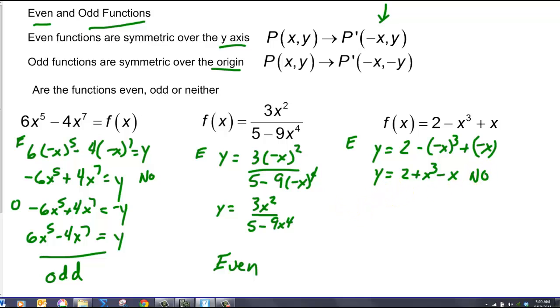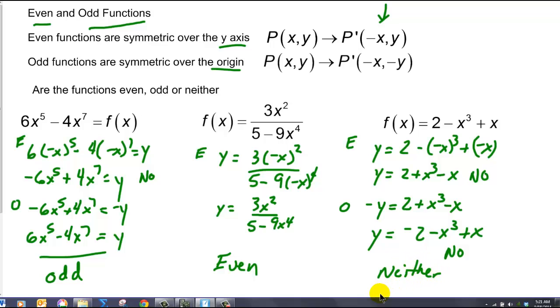And let's go with odd. I have negative y equals 2 plus x cubed minus x. I've already made that substitution for negative x because I get the same as I had when I was even. Make y positive. That gives me negative 2 minus x cubed plus x. The negative x cubed and the x are the same, but this 2 has gone negative, so this doesn't work either. So this is neither.